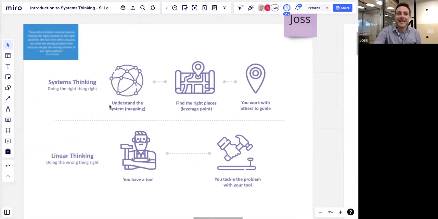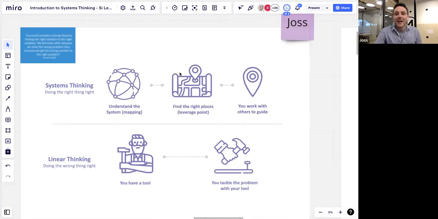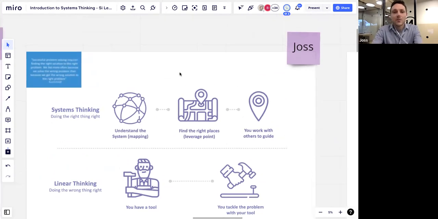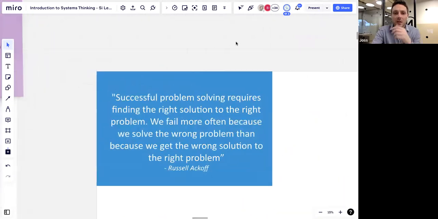Okay, I'll stay going. So why are we talking about systems change and systems innovation in this series, and why is it so important in that context? Well, here's a really interesting quote from Russell Ackoff, a famous systems thinker and management theorist back in the 20th century. He had this to say: successful problem solving requires finding the right solution to the right problem. We fail more often because we solve the wrong problem than because we get the wrong solution to the right problem.